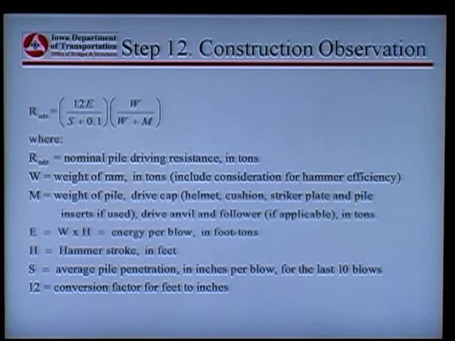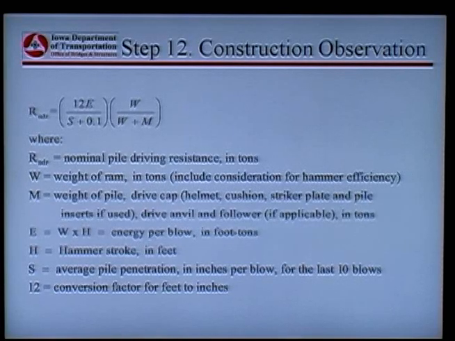Okay, so you have the set. Right, it is the average pile penetration in inches per blow for the last 10 blows at the end of driving, and this 12 equal to the conversion factor should be deleted. It is misleading. It is not correct here. This should be deleted. All right.